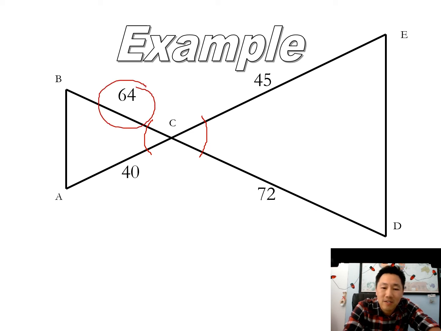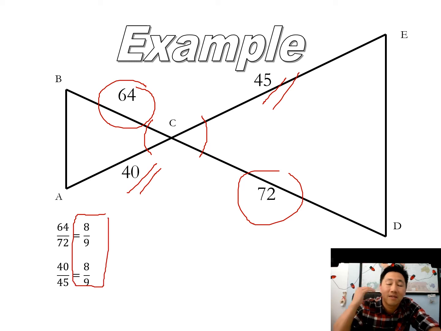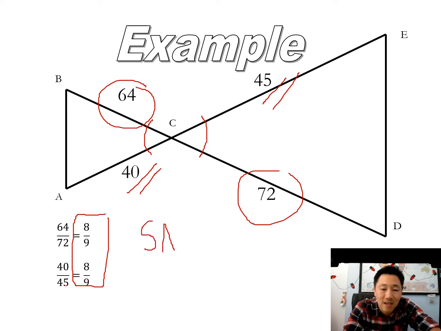Let's compare 64 over 72. Reduce it to 8 over 9. Now let's compare the 40 to the 45. Reduce it, and look at there. The sides match up now. So we can say that this triangle is similar because of side, angle, side.